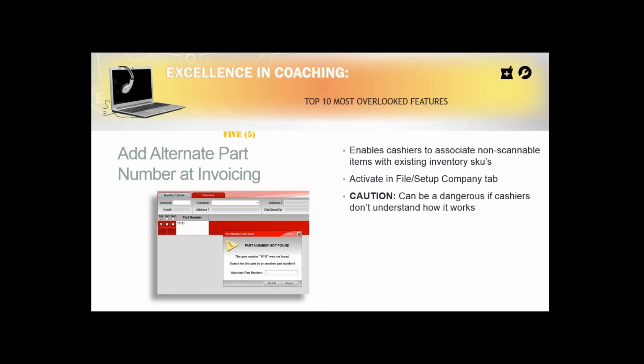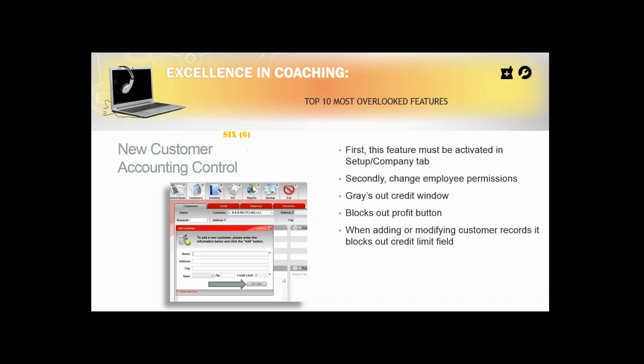All right, number 6. This is one accounting control feature that we added probably 6-8 months ago. And it's something that needs to be activated in the Setup Company tab. It's close to the top where it says, activate new customer accounting control. What that will do is it will trigger another line item in your employee setup tab so you can restrict employees from certain activities within customers.